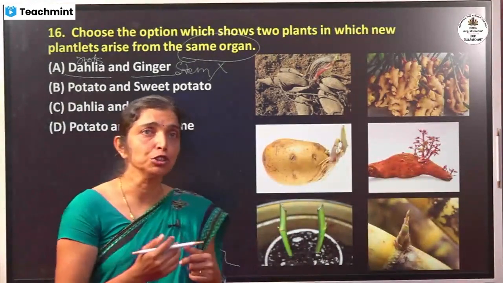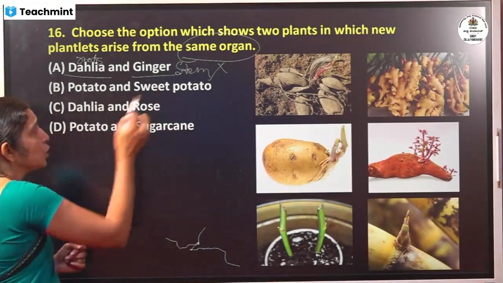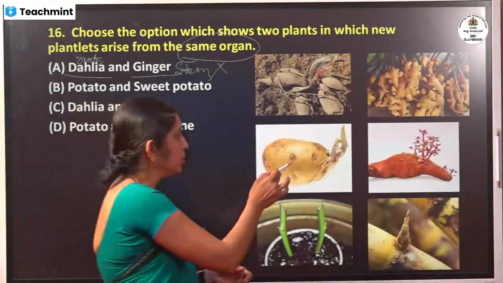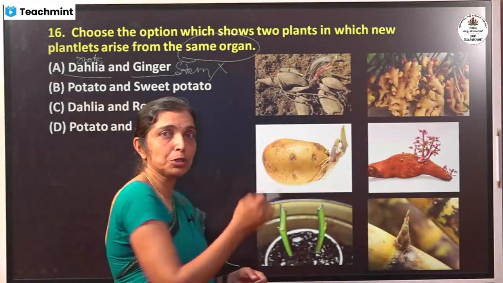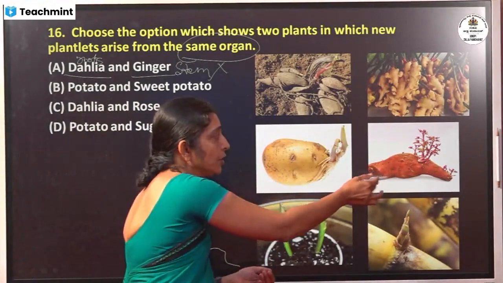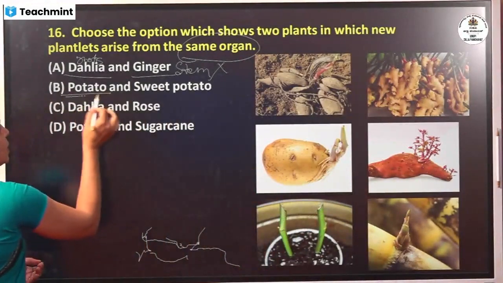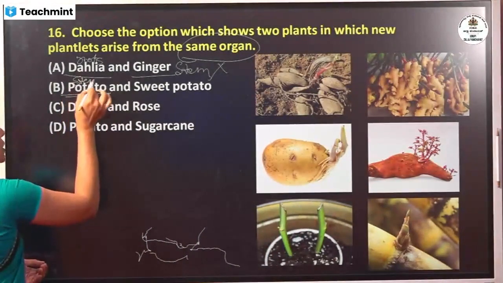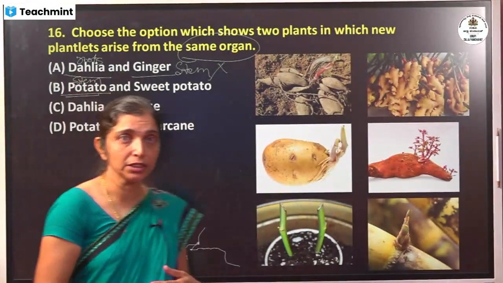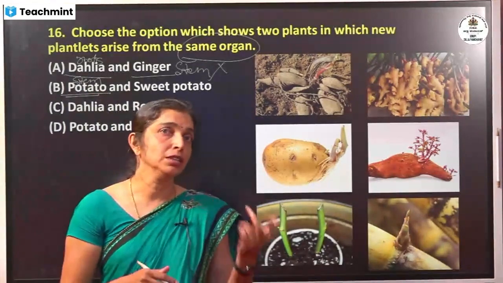The next option you have is potato and sweet potato. Potato, sweet potato. Now, if you take a potato, it is a stem. Once again, it's a stem tuber. It's a modification, a modified stem. So from there it comes.